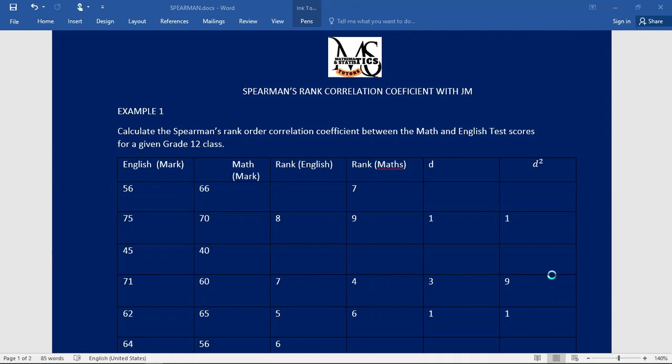So today we're going to look at the Spearman's rank correlation coefficient. Now, before diving into the Spearman's rank correlation coefficient, I would like to take you through some principles or concepts or knowledge that we need to know about correlation.